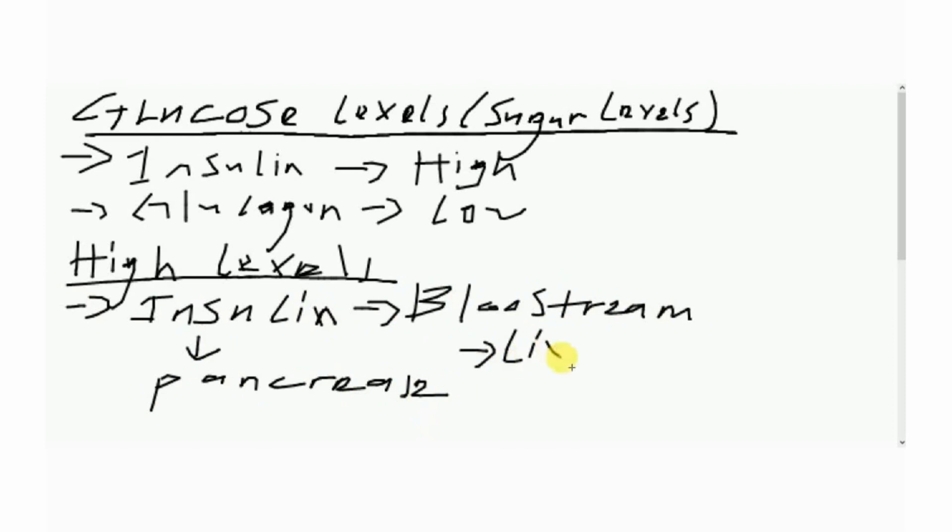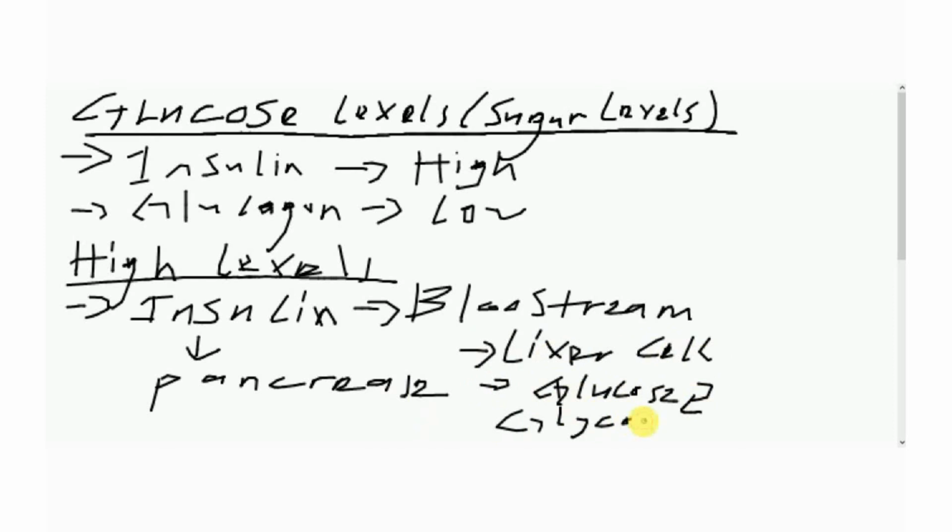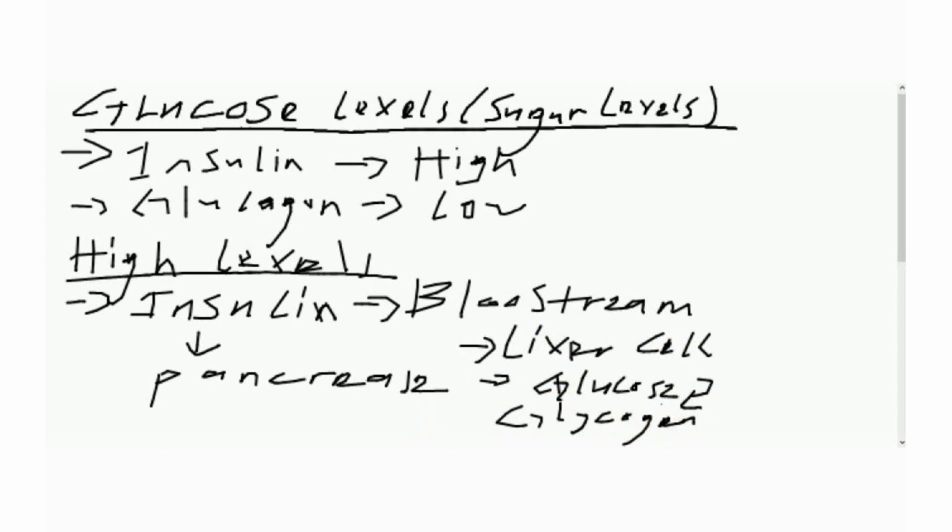When insulin reaches the liver cells, it is going to cause the liver cells to convert the excess glucose into glycogen. So excess glucose will be converted into glycogen. These are the processes that are involved when there is a high concentration of glucose in the body.